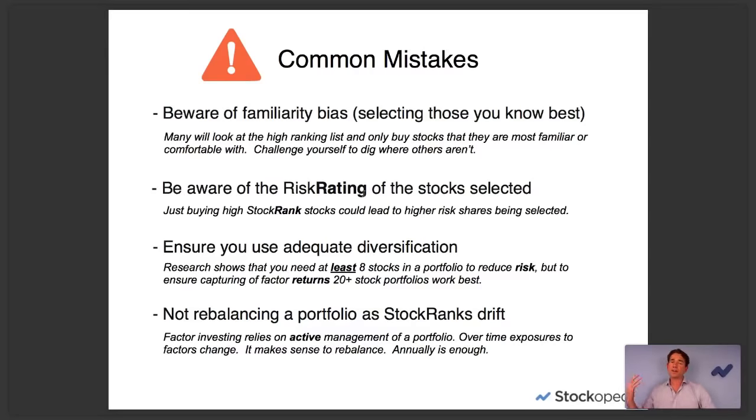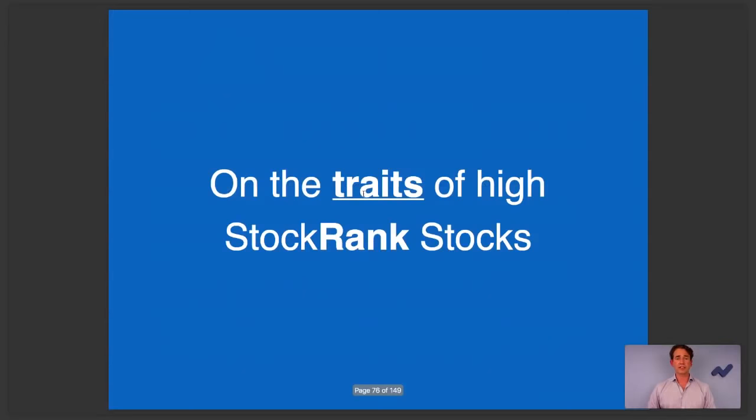And the other mistake is not rebalancing a portfolio over time. So stock ranks will drift over time. You might see a stock ranked 100 falling to 50 over the course of a year. And factor investing really does rely on active management of a portfolio. So it makes sense to rebalance over time. How frequently you do that is down to the factors you use.